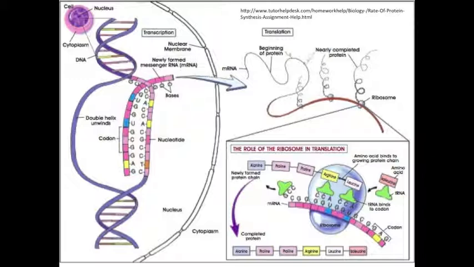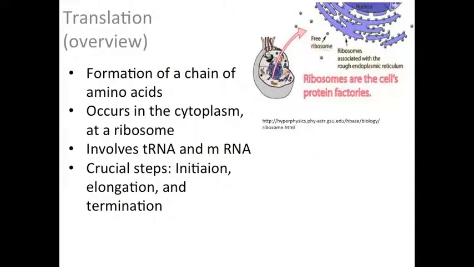So after transcription, the mRNA molecule that is produced exits through nuclear pores in the nucleus and then makes its way into the cytoplasm to a ribosome. To have a brief overview of translation, the point of translation is to create amino acid chains. This process occurs in the cytoplasm at a ribosome, and includes tRNA and mRNA, and its crucial steps include initiation, elongation, and termination.